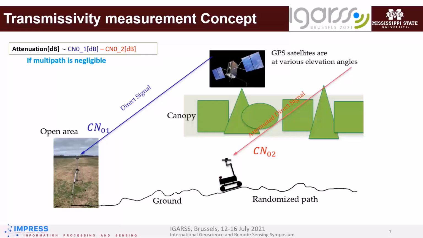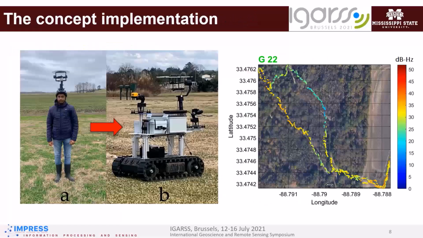The gimbal is placed in an inverted mode to orient the moving smartphone or custom receiver in the same direction as the stationary receiver to minimize the antenna effect. The canopy transmissivity is the difference between the direct signal and the attenuated direct signal, considering the ground multipath is negligible. As a proof of concept, we attached a gimbal on a helmet, placed the GPS receiver on top of the gimbal, and worked under the forest canopy. The figure on the right shows the attenuation heat map across the satellite footprint. Later, we developed a UGV-based system that replaced the human.